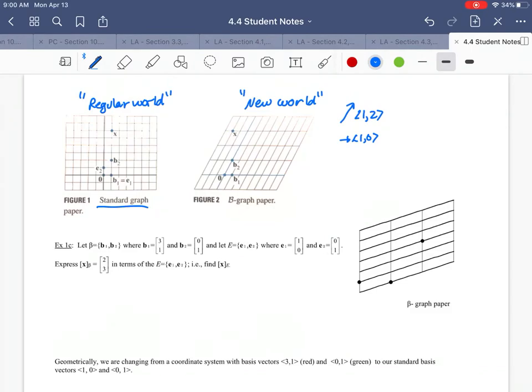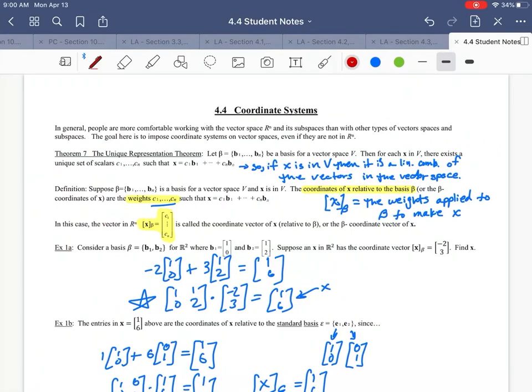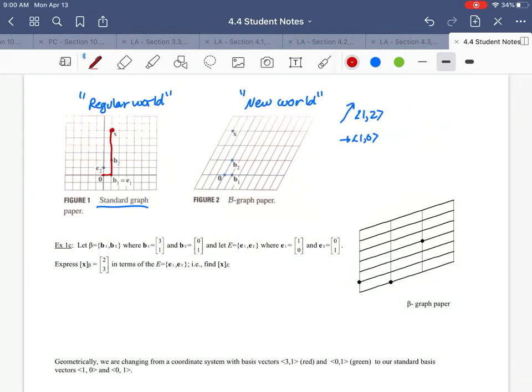So we're trying to see what to do in the new world to get the same place as we would in our regular world. In the regular world, if I went to 1, 6, I would go over 1 and up 6, and it would put me right there. So in our new world, instead of going 1, 6, I should have gone negative 2, 3. That means I go back 2 of these ones right here, and then I go up 3 of these 1, 2 vectors.